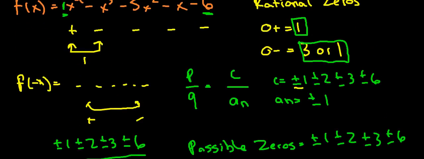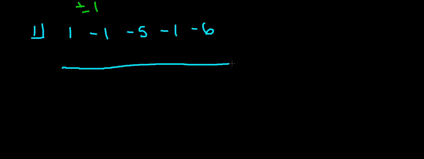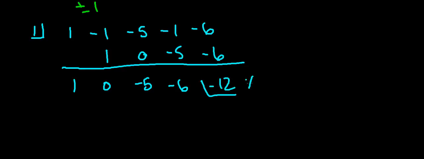So let's start with the positives, and I'll start from 1 and I'll go to 6. So we have 1, 1, minus 1, minus 5, minus 1, and minus 6. So 1 times 1 is 1, we get 0, 0, minus 5, minus 5, minus 6, minus 6, and we get minus 12. So this is not a factor.